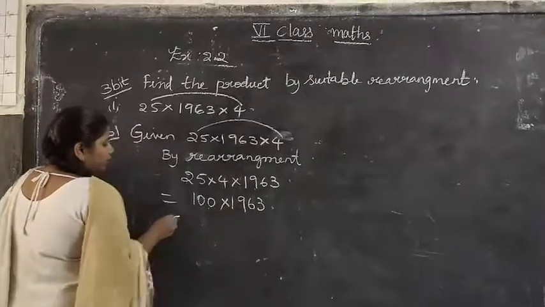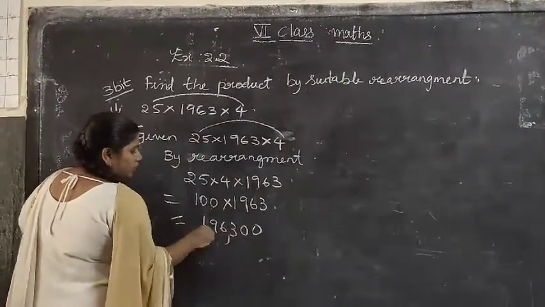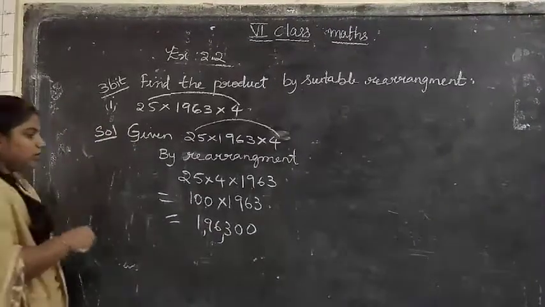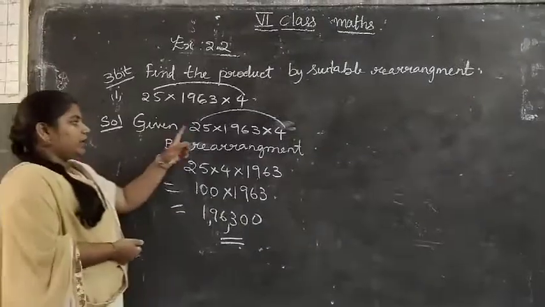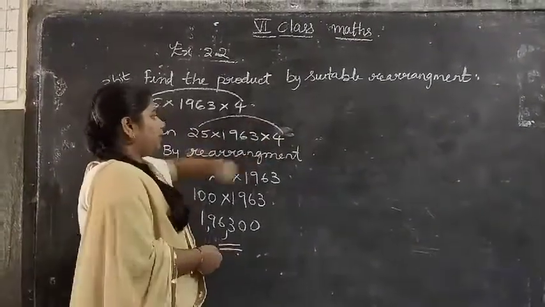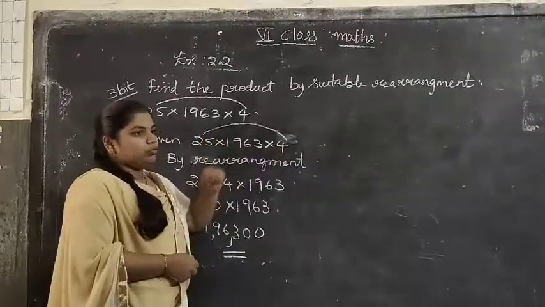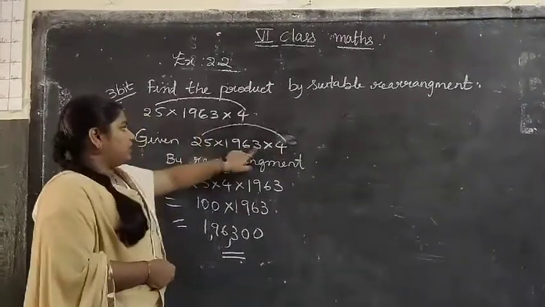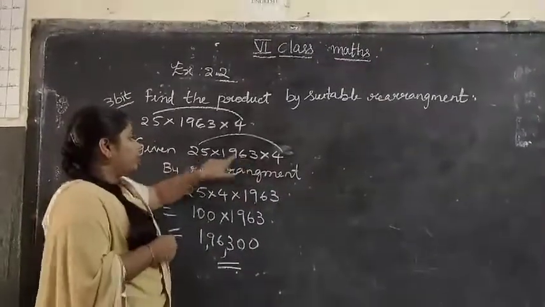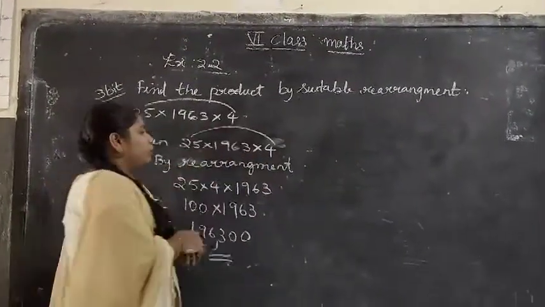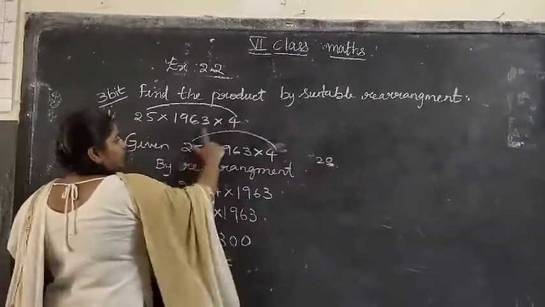1963. So if you multiply this, what is the value? 1,96,300 is our answer. So what we did, we rearranged the terms here. How did you rearrange the terms? If you multiply any two terms, the units place should be equal to 0. So 5 3s are 15, you are not getting the units place as 0. Now 5 4s are 20. So for 20, the units place is 0. So I have rearranged these two terms.